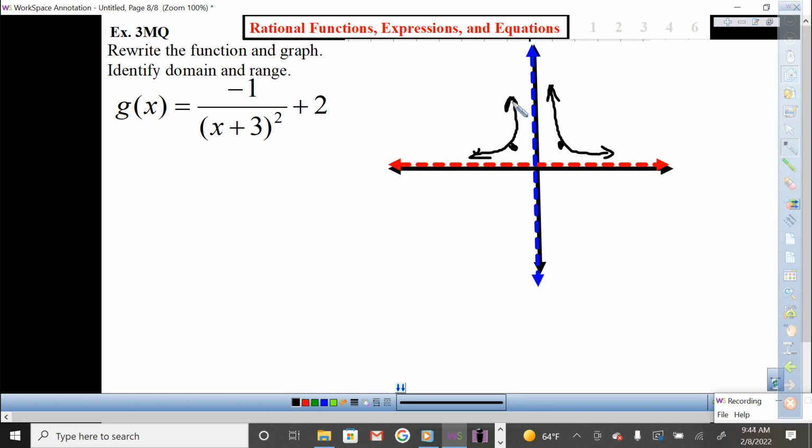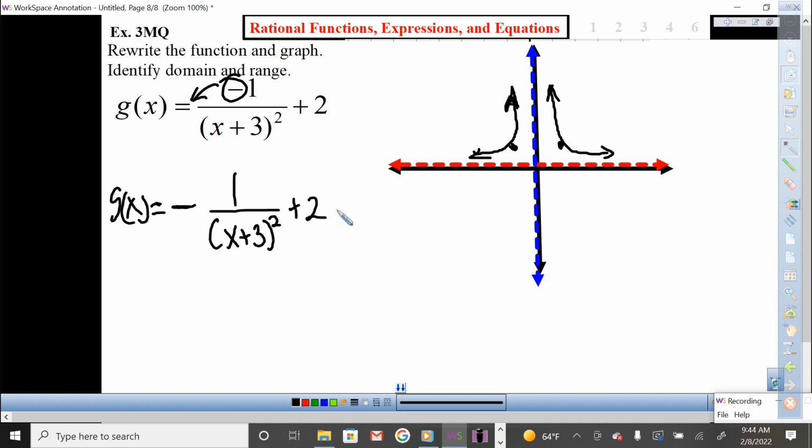Okay, so can we have a negative 1 on the numerator? No, we need to rewrite this. So this is g of x equals, what do I do with this negative, guys? Tell your neighbor, please. What do I do with this negative? Yeah, move it to the front. So this would be negative 1 over x plus 3 squared plus 2.